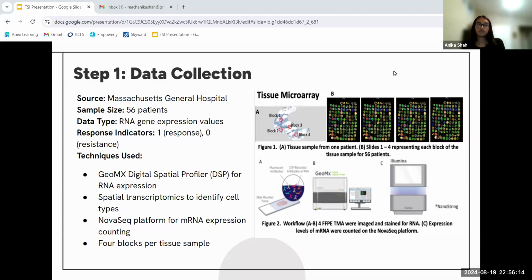To measure the gene expression values, we employed several computational techniques. We measured the gene expression levels in each gene using a digital spatial profiler, and then we collected tissue samples and stained them with a special dye that allowed us to see what type of cells were present in the tissue. Finally, we ran the samples through a final platform which counted the quantities of the genes in the tissue. To illustrate, Figure 1 on the right shows the tissue samples and how they were sectioned into blocks for analysis, while Figure 2 provides a workflow diagram of the process.